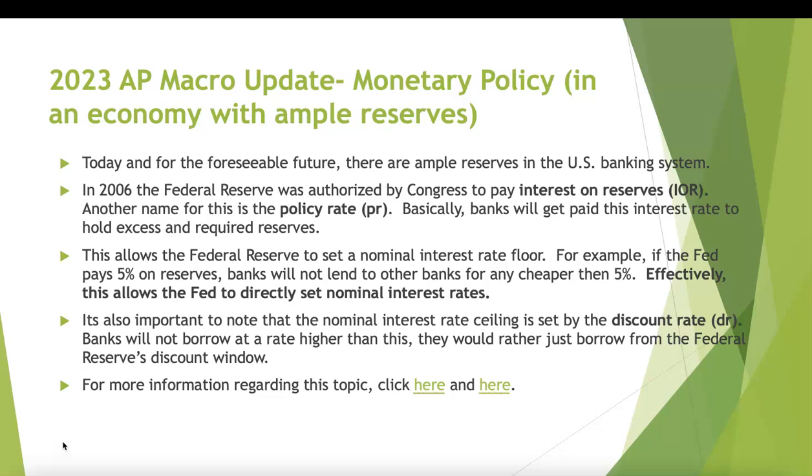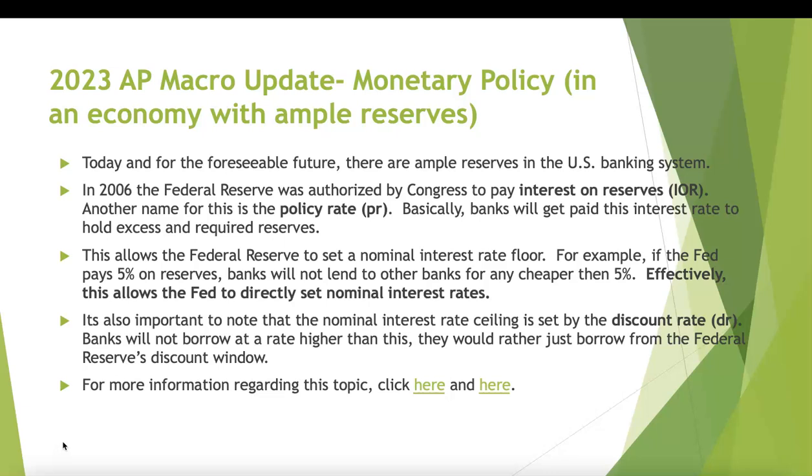So in an ample reserve environment, the Federal Reserve doesn't have to go through the tools of open market operations and all that to set interest rates. All it has to do is directly set nominal interest rates by changing interest on reserves, which, of course, in this context, is the policy rate. It can directly do it. It's actually a little bit more simple than in a limited reserves environment.